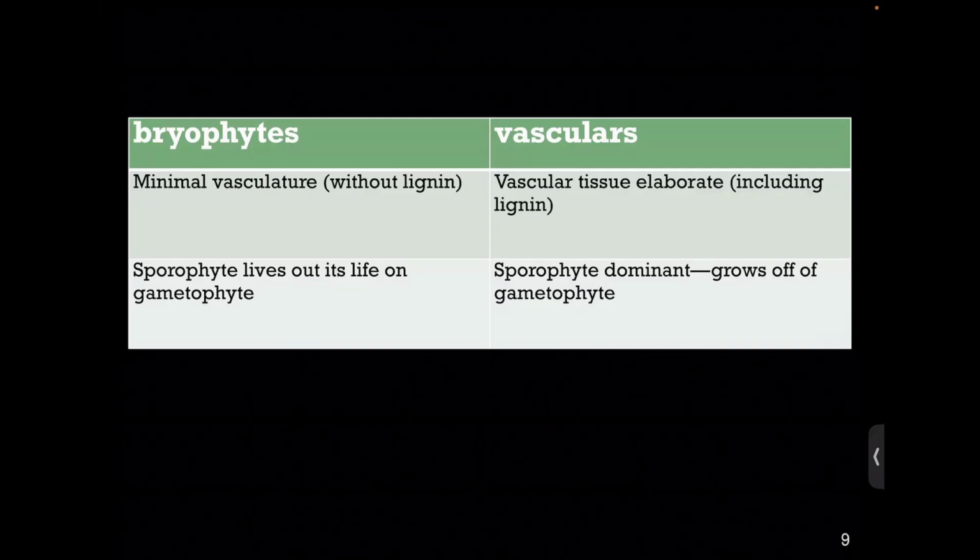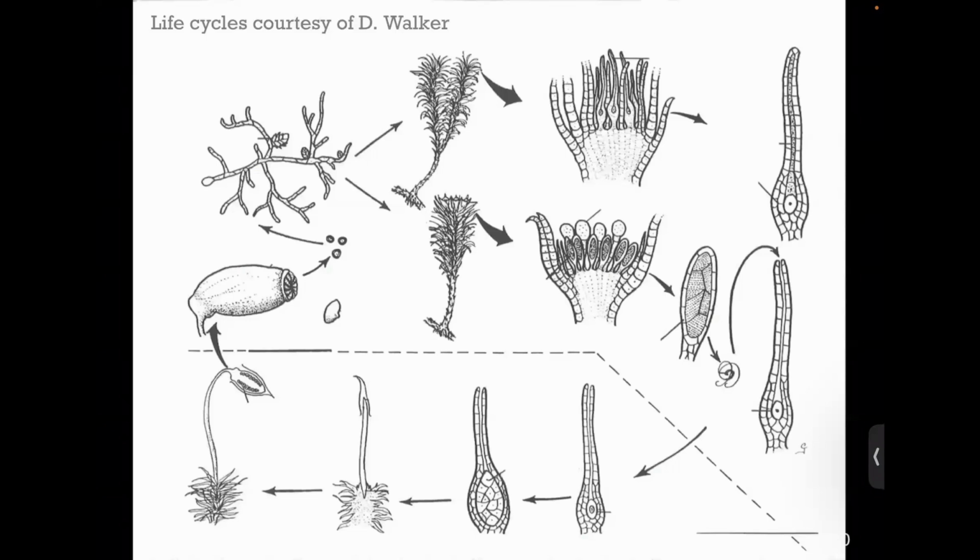Whereas in bryophytes, most of what you appreciate and see and what's ecologically important is the gametophyte, and the sporophyte lives out its life entirely on the gametophyte, attached to the gametophyte. So it doesn't occupy space on its own. So let's go through the life cycles of a typical moss and a typical fern.